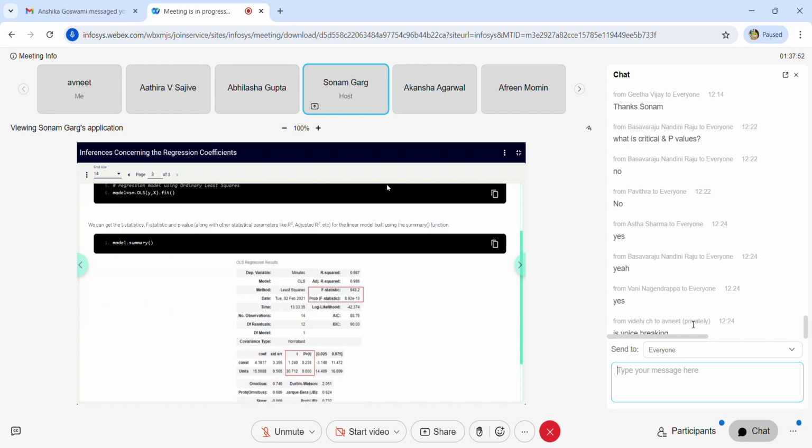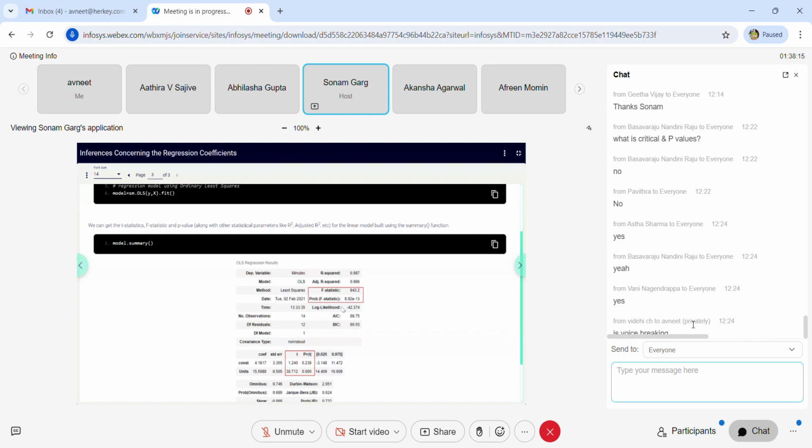Model dot summary of this data gives us the F statistic. If you have more than one variable, you can go for F statistic also. The table is different for T statistic and F statistic, and some calculations and numerical formulas are different, but the approach is the same. It gives you two things: the test statistic and the p-value, which can be used for comparison.